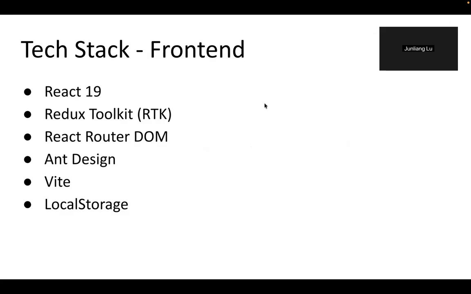Our tech stack for the front end is React 19 for the UI, Redux Toolkit for state management, React Router DOM for routing, and Ant Design components. Vite for builds, local storage for client-side storage. These tools provide a scalable front end with state management and routing.